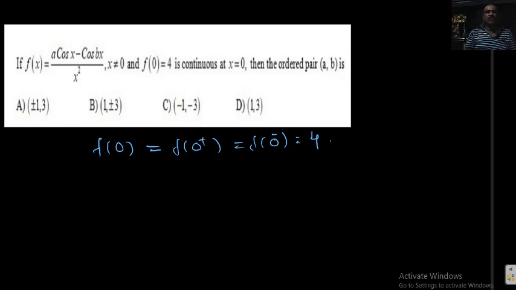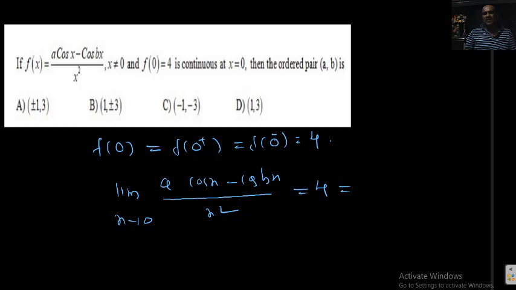Okay, this is another easiest problem, students. f(0) equal to 4 and continuous at x equal to 0, then find the a and b values. So this is an interesting problem. f(0) should be equal to f(0+) should be equal to f(0-) should be equal to 4 according to the problem, or the limiting value of (a cos x minus cos bx) by x square, x tending to 0, is 4, or I can say finite.